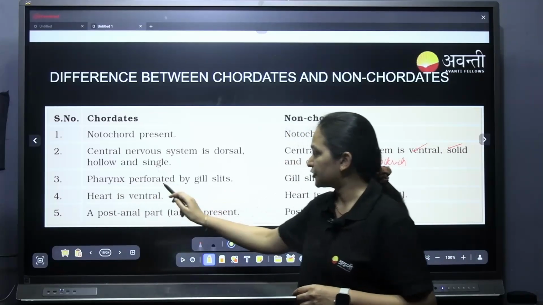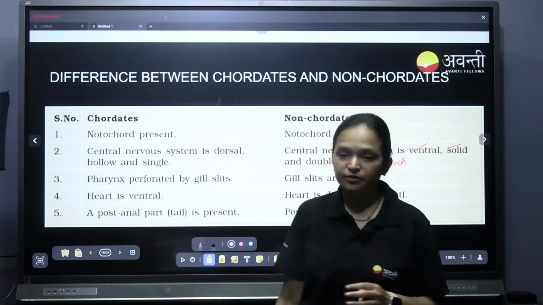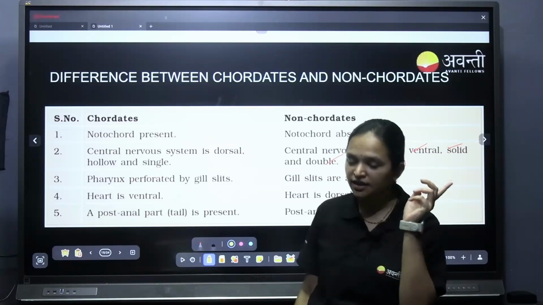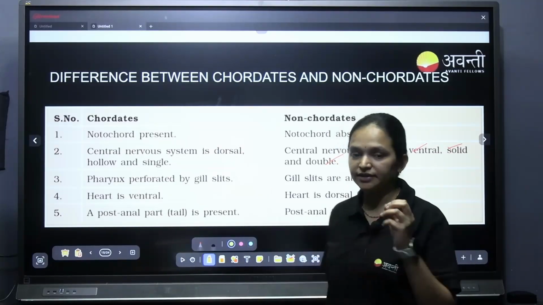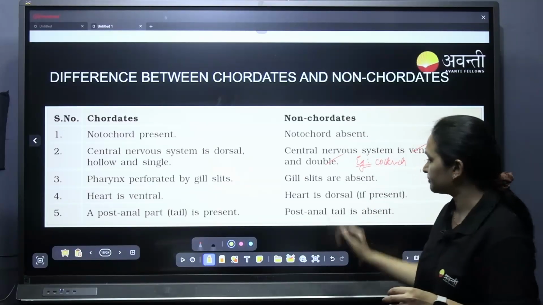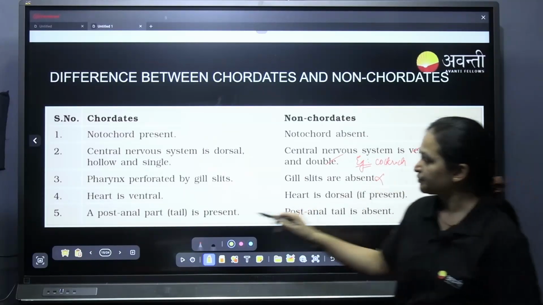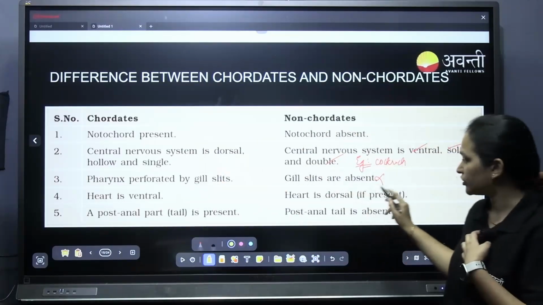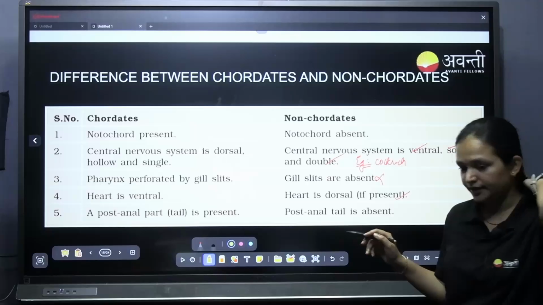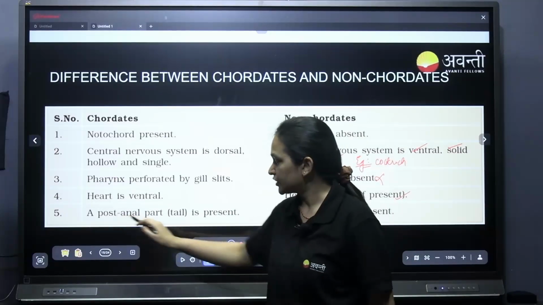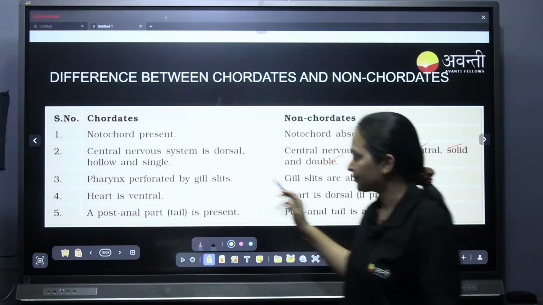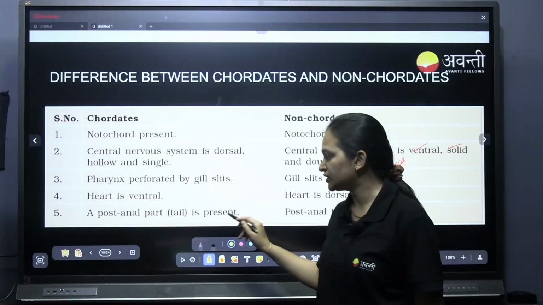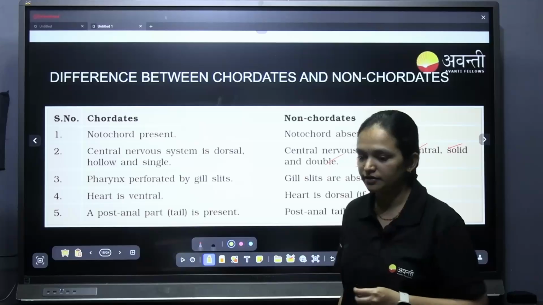Pharynx is perforated by gill slits. You can ask, do we have gill slits? Yes, we did have gill slits in the embryonic stage. Later the gill slits are not there, they perished. Gill slits are absent in non-chordates. Heart is ventral, on this side, for us, and for non-chordates the heart is dorsal, present on the back. Post-anal tail is present in chordates and absent in non-chordates. In humans it has become a vestigial organ.